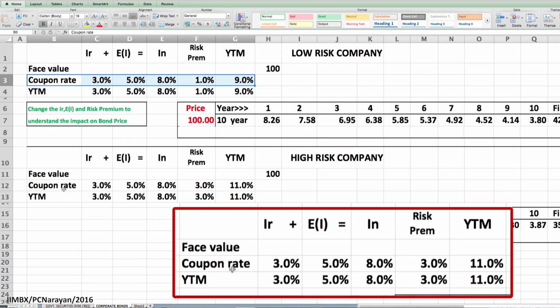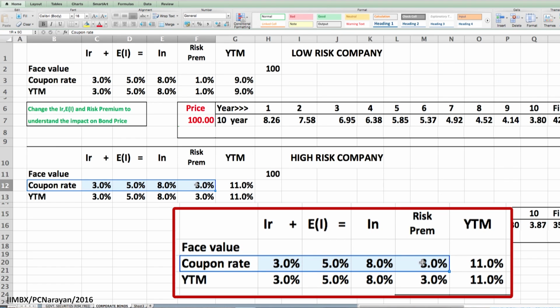On the other hand, for the high risk company, the coupon would be the same, 3 plus 5, 8, plus the risk premium of 3%. So the coupon and the yield for this company at the time the bond is issued would be 11%, which is 2% more than the low risk company.